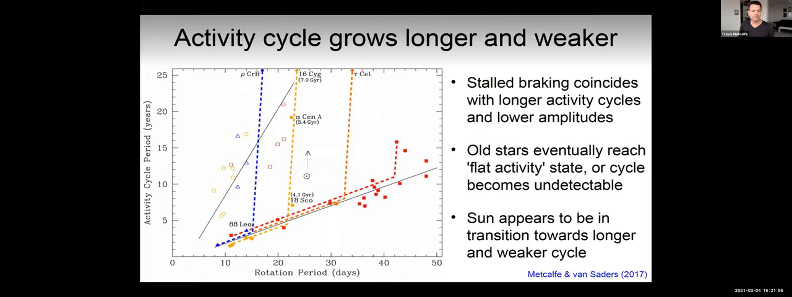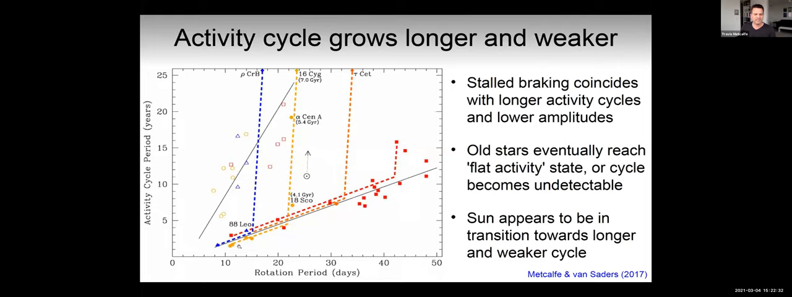Now in follow-up work, we found that this sudden change in rotational behavior also coincided with a change in the properties of stellar activity cycles. This is a diagram showing the activity cycle period versus the rotation period. Keep in mind, this is in years on the vertical axis. It takes a very long time to get these sorts of data. This is a reproduction of a plot that originally appeared in Böhm-Vitense 2007, with these two different sequences of activity cycles and the sun in the middle. And this was a long-standing puzzle.